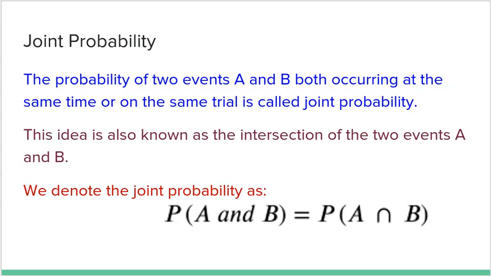This idea is also known as the intersection of the two events A and B. So we denote joint probability as the probability of A and B. Now, the mathematical symbol for "and" is this upside down U, all right? That actually stands for the intersection. So that's why "and," or joint probability, is known as the intersection of two different events. It's where they overlap, might be a better word to help you understand that.